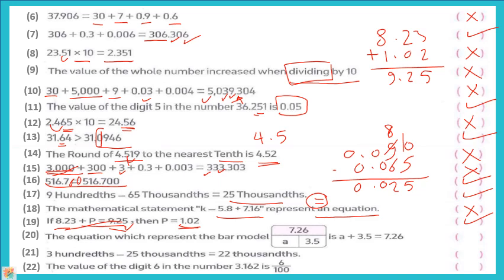So this answer is right. The equation which represents the power model.